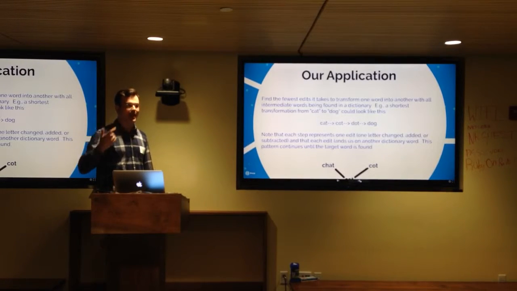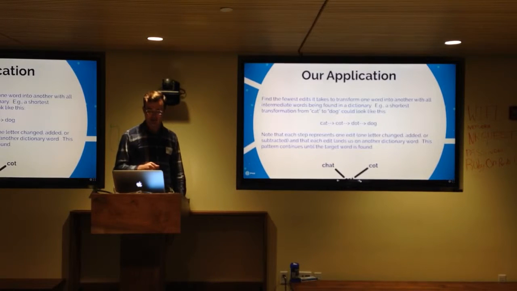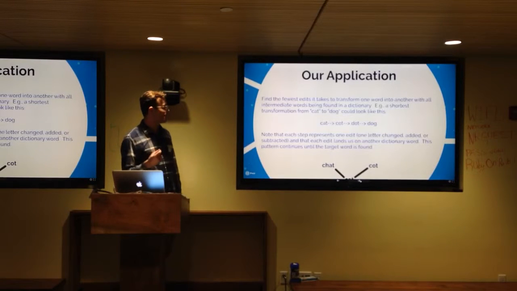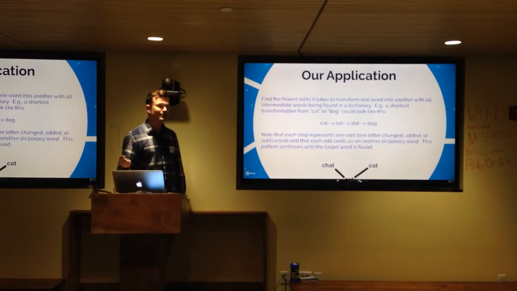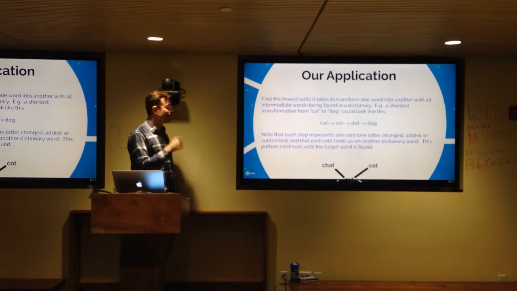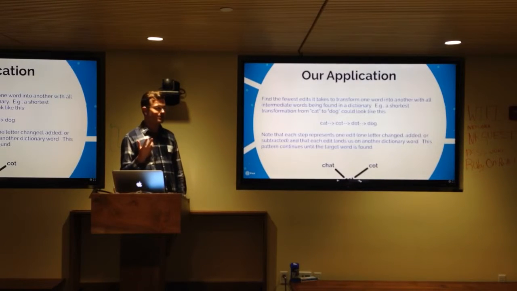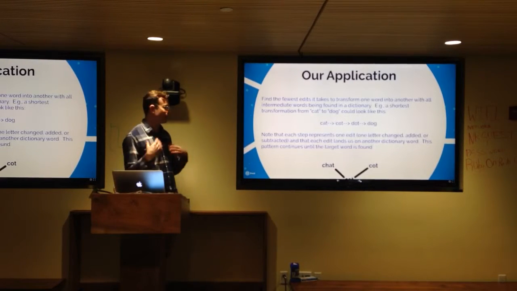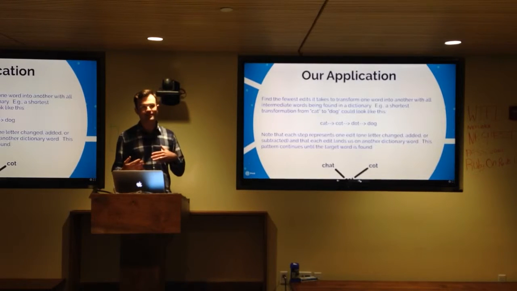An edit is add a letter, subtract a letter, or take one letter in your word and change it to another letter. So with cat, one transformation you can get from cat to cot is if you change the A to an O. So that's the idea of a transformation. The shortest path from cat to dog would look like this. You start at cat, one transformation to cot, then to dot, then to dog. Each leap from one word to another is just one edit, and every word that you land on is a word in the English dictionary. So those are the two constraints: you're constrained to moving by an edit, and you always have to land on a word.